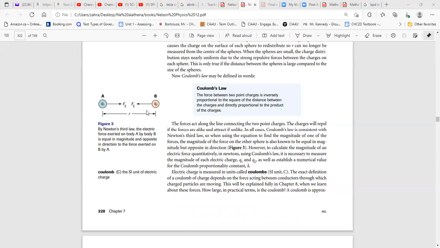Let's say one of Q1 and Q2 is positive and one of them is negative. Of course, they will be attracted to each other. So when they move towards each other, the direction of the force is going to be toward each other. A goes to the right and B goes to the left. The direction of the force for B is to the left and for A is to the right.